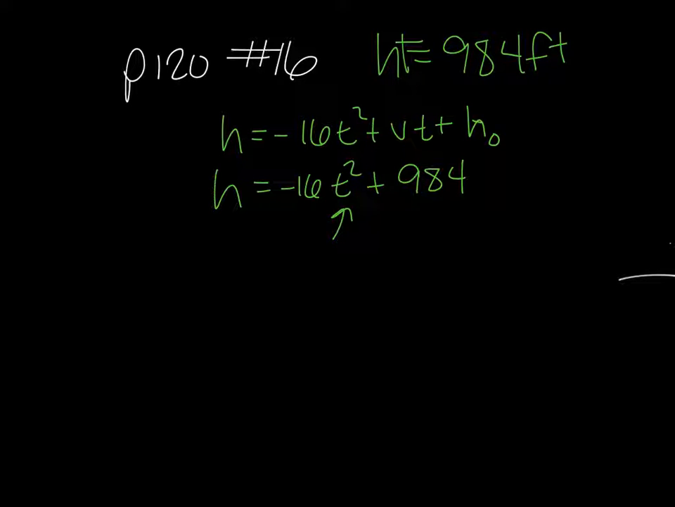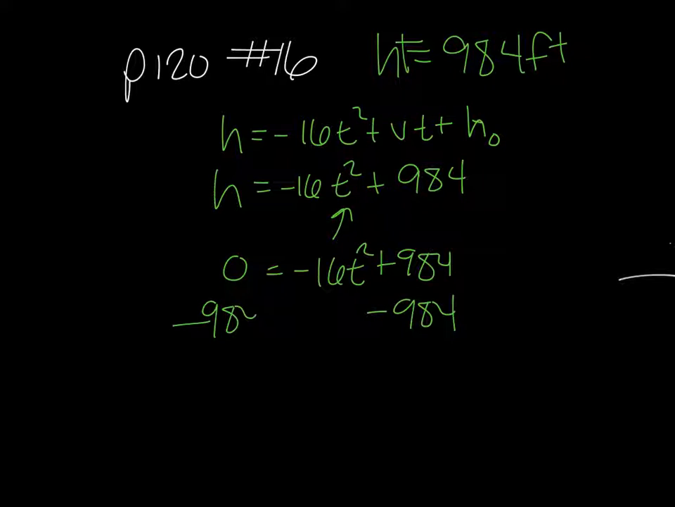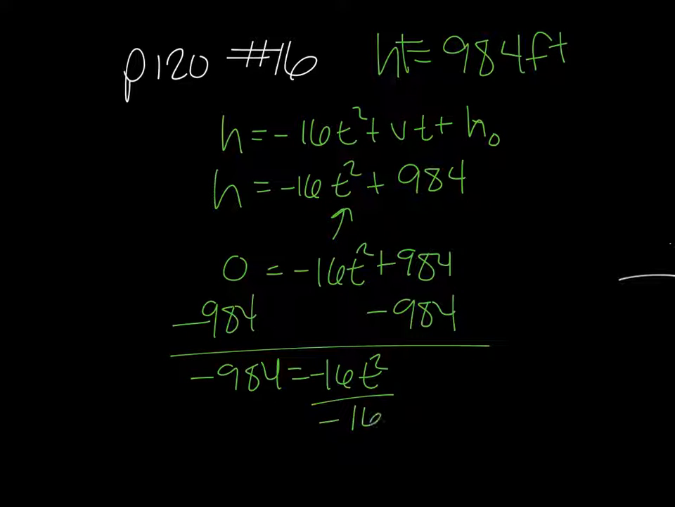Now, part C says, how long will it take before the coin strikes the ground? And that's where we plug in a 0, and we go ahead and solve this. Now, there's all kinds of ways of solving this. We could use the quadratic formula, which, if nothing else, go for that. You know, that's always going to work. This one, because the t is missing, we can just go through all the work of subtracting 984. So you get negative 984 equals negative 16t squared. Divide by negative 16.